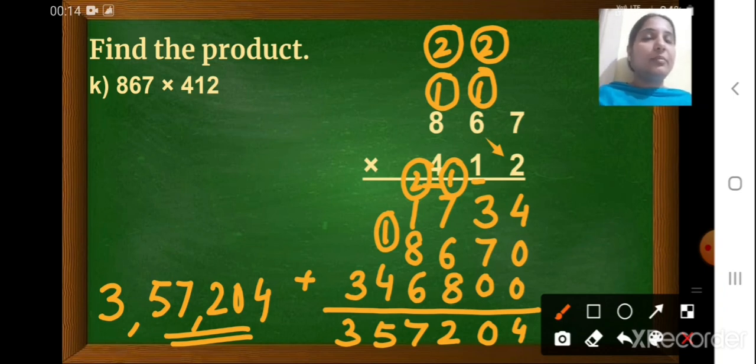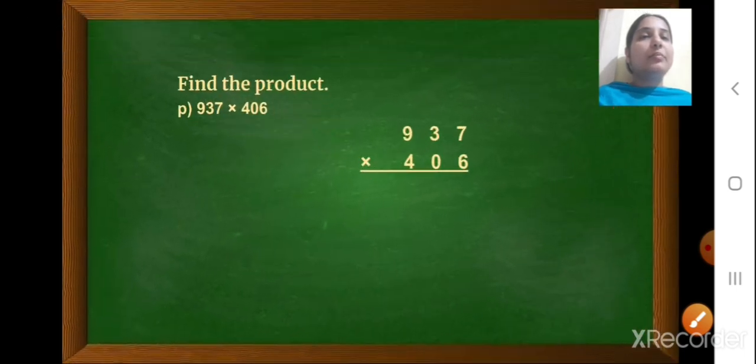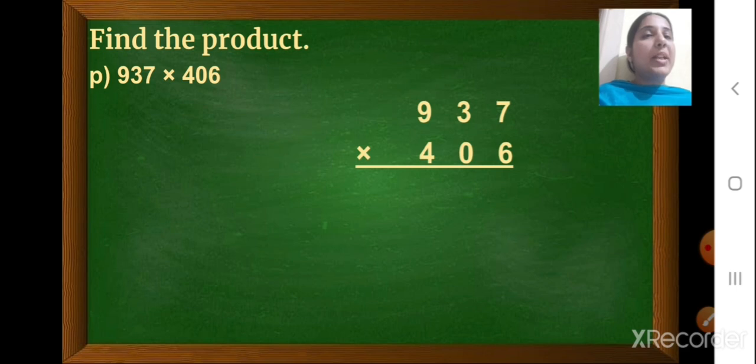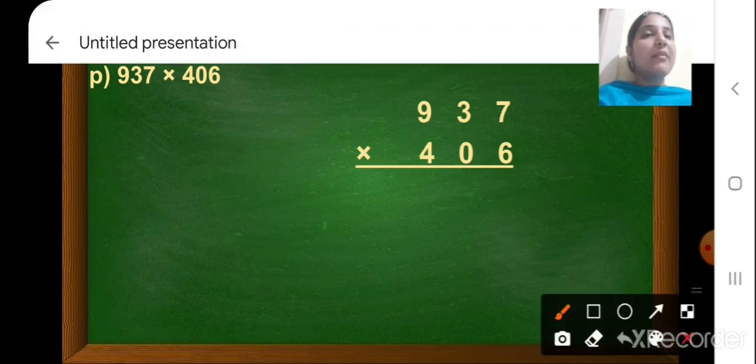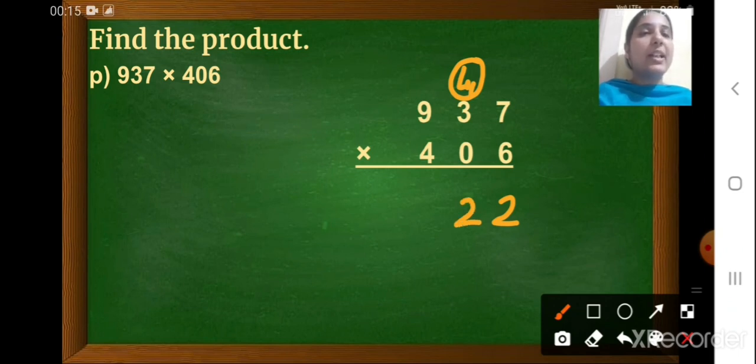Okay, children. So in this way, let's do question number P. That is 937 multiplied by 406. So let's start with the ones place. 7 sixes are 42. So 2 we will write here and 4 will be carried over to the tens place. So 3 sixes are 18. 18 plus 4, 22. So 2 we will write here and 2 will be carried over to the hundreds place. Now 9 sixes are 54 plus 2, 56.